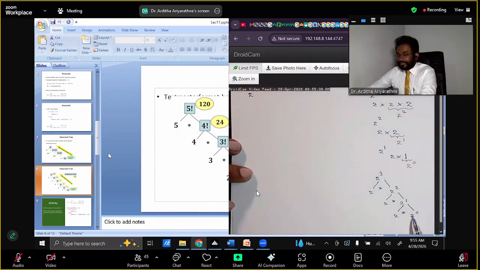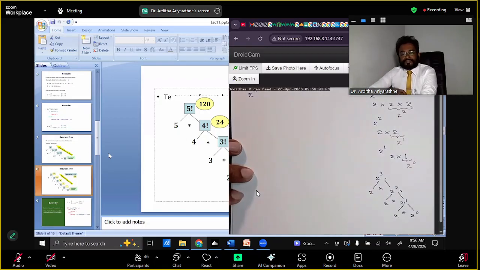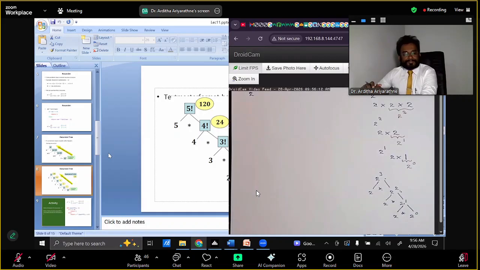This is 1. If we know this is 1, 2 multiplied by 1 is 2. Then this level's answer is 2. Then 2 multiplied by 2, the answer is 4. We are coming back with the answer here. Now we know the answer for this one is 4. Then 2 multiplied by 4, the answer is 8. So 8 is the final answer. Okay. Now this is the behavior.